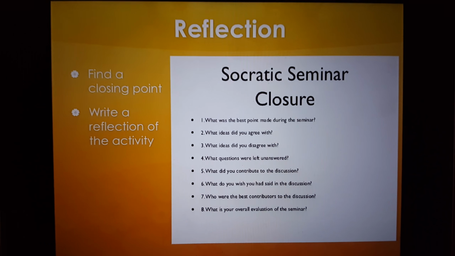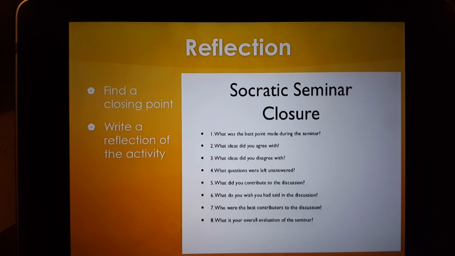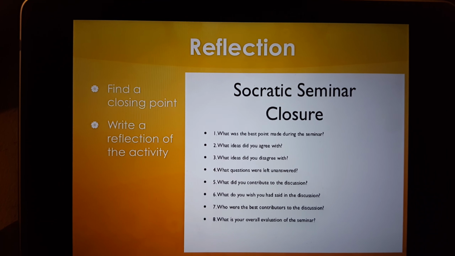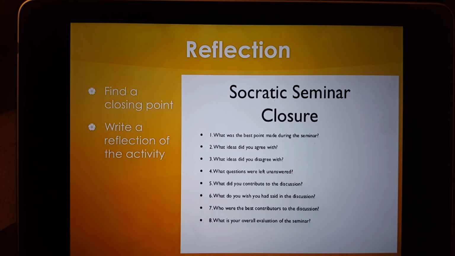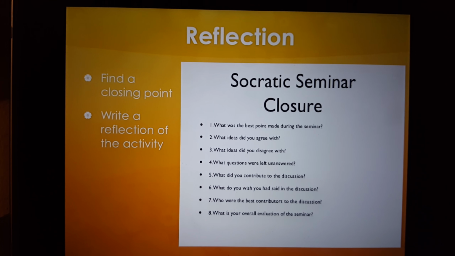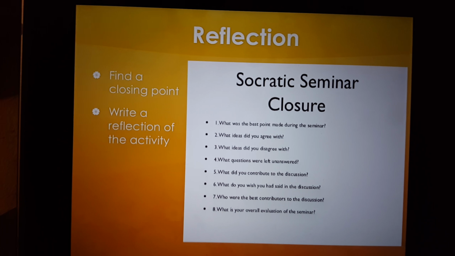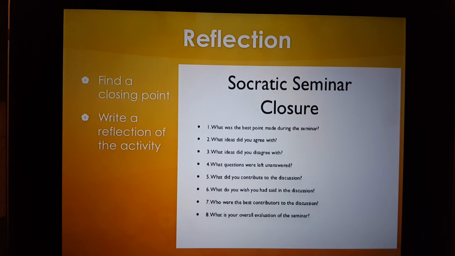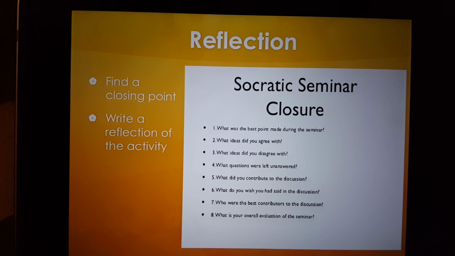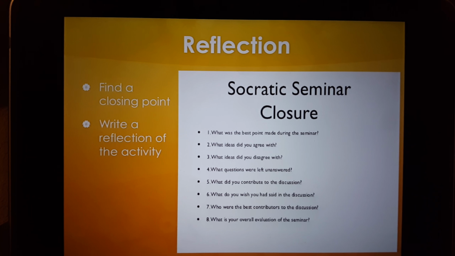Okay, once they have reached this point, then you want to have a reflection. Make sure you cut off the Socratic with a closing point. Make sure it's at a good closing point. You don't want it to be at a higher level where students are really at odds. You want to make sure it's at a good point in the Socratic, and then you want the students to write a reflection of what went on during the discussion.